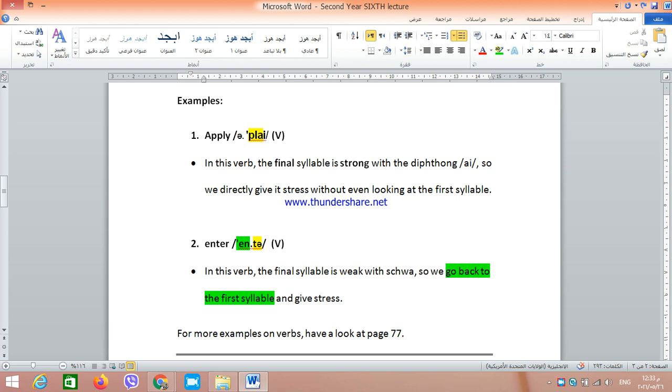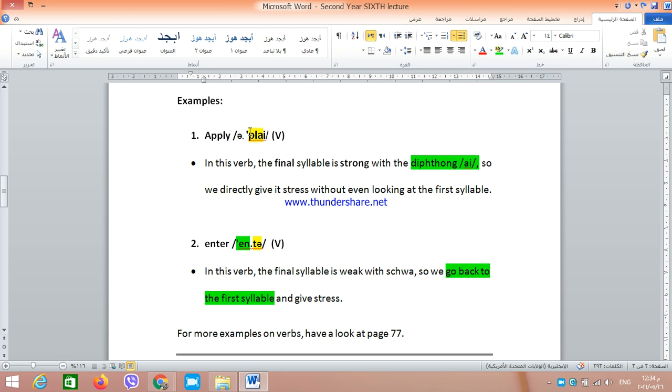Let's have it like this, though this is not always used in the IPA system. Anyway, so we have apply. We go to the second syllable. It is ply. The p and l are irrelevant because this is the onset. We have a look at the rhyme. Here we have the diphthong, which means that it is a strong syllable. So we give it stress.